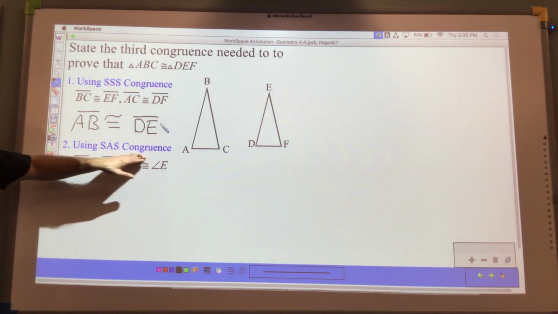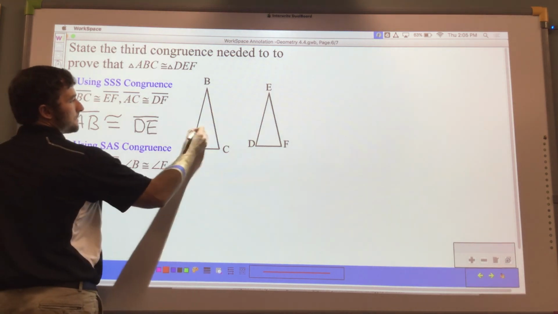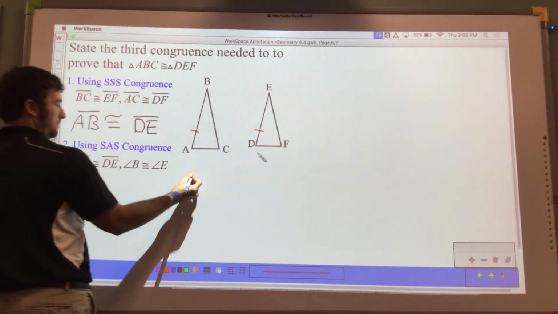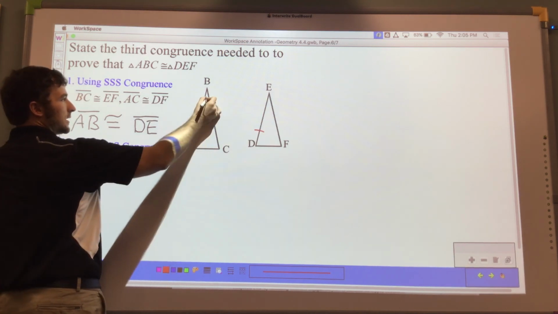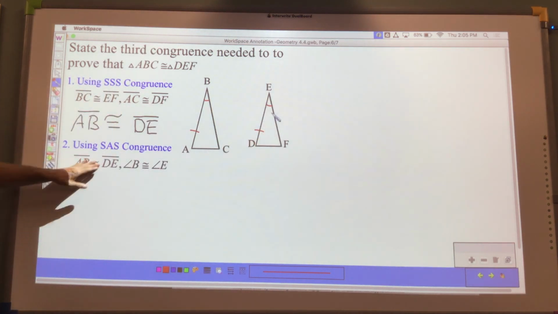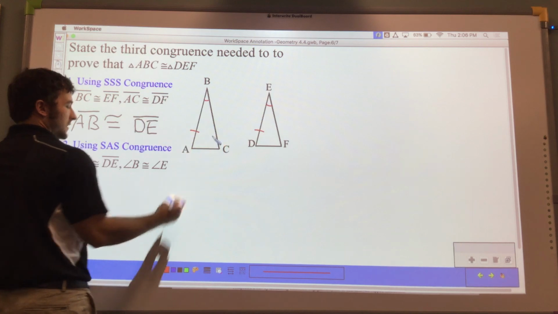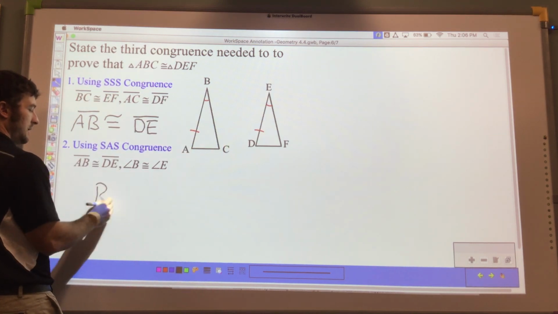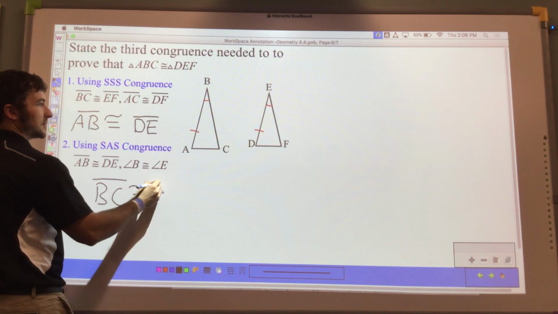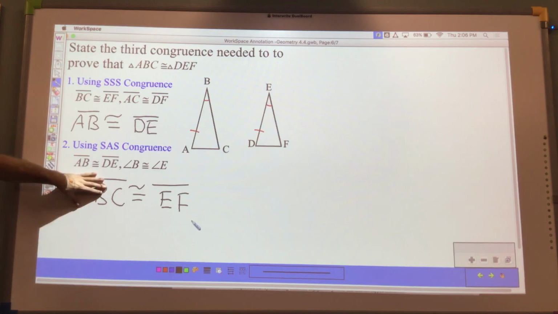Using side, angle, side congruence. So now if I look at this example, AB and DE, and then my angles are angle B and angle E. You can't just pick any old side because it has to go in order. Side, then an angle, then a side. So what side am I missing? Well, it looks like I need this side here to get side, angle, side. So I'm going to say that I need BC to be congruent to segment EF. So that's what you're doing on these. Stating what's missing in order to get to your congruence.